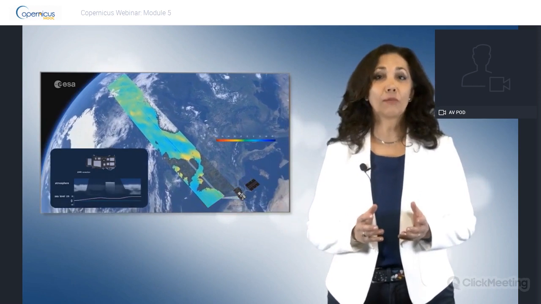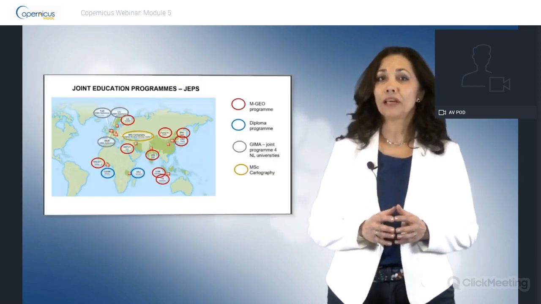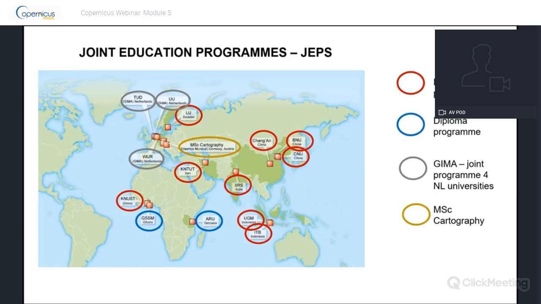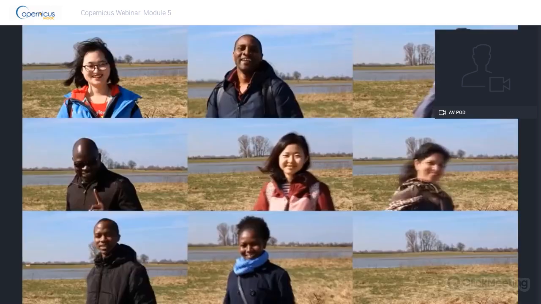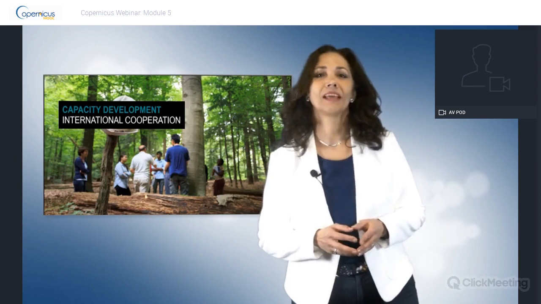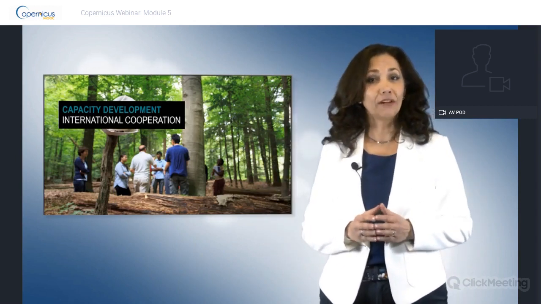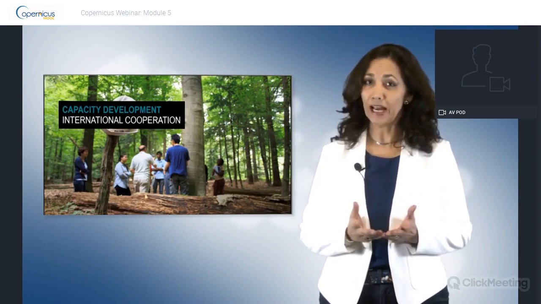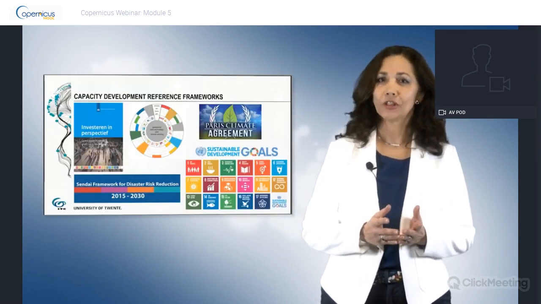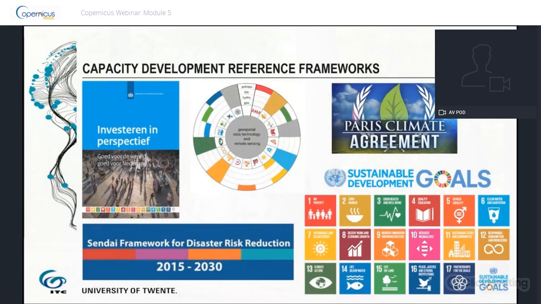Our in-house regular programs throughout the years, together with our joint education programs conducted around the world, have resulted in more than 20,000 alumni coming from 175 countries all over the world. We are also devoted to capacity development and institutional strengthening through international cooperation. For that, we follow reference frameworks such as the Sustainable Development Goals of the United Nations, the Paris Climate Agreement, or the guidelines of the Dutch government for international cooperation.